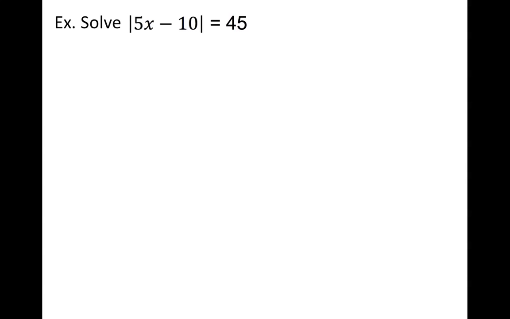Go ahead and try this example by yourself. Don't forget the simple steps and come back and we'll have the answers for you. For this absolute value equation, you should get x equals 11 and x equals negative 7. And they do both check out.